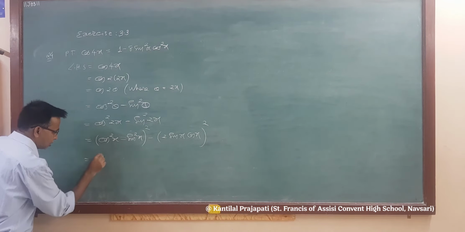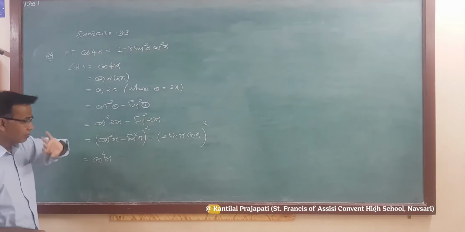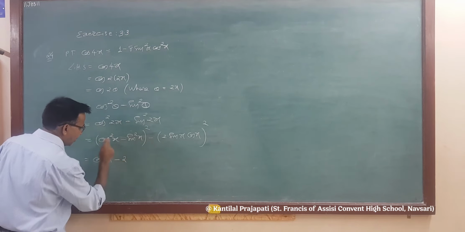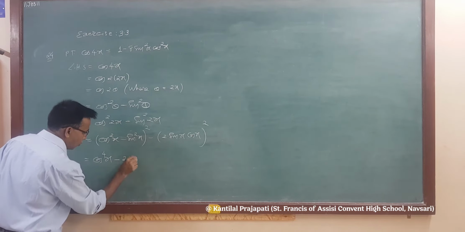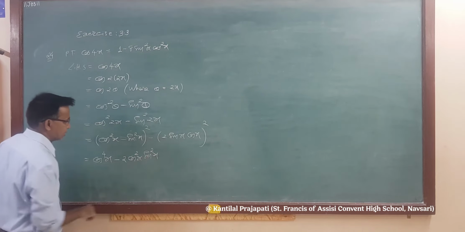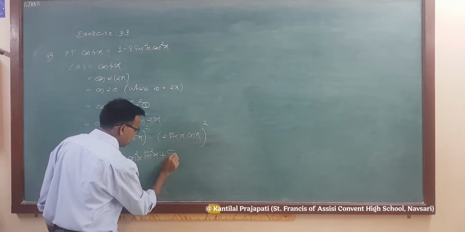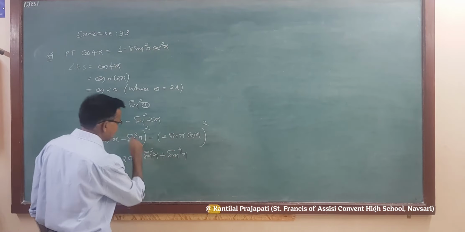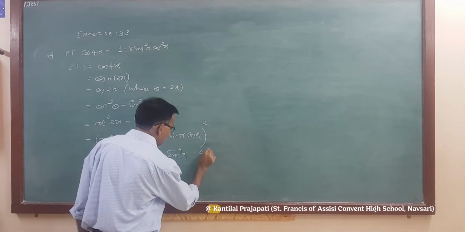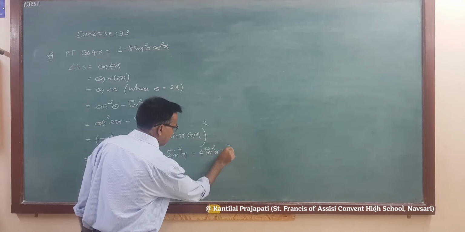So what is it? Cos square x whole square, that is cos raised to 4x. Middle term is minus 2 into first and last term, cos square x into sin square x. And the last term is the square of the last term, that is sin raised to 4x. Square of 2 is 4. Here we get minus 4 sin square x into cos square x.